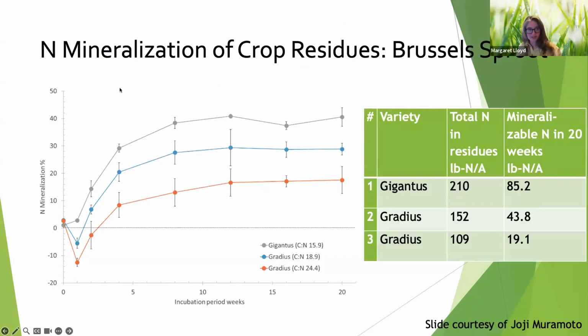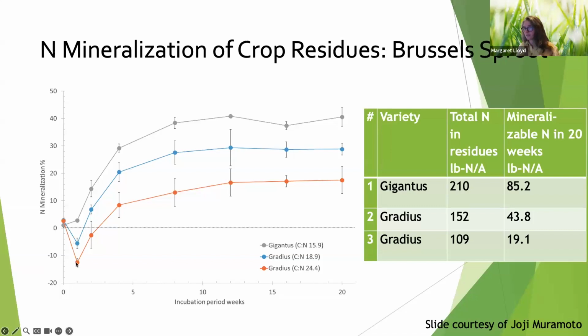We have some mineralization curves of crop residue thanks to Joji. So this one is for Brussels sprouts. And they're all Brussels sprouts, but they have different C to N ratios. And so the gray on the top had a ratio of 15 or almost 16 to 1. The blue was about 19 to 1. And the orange is 24 to 1. And you can see the difference it made on how much nitrogen was mineralized.